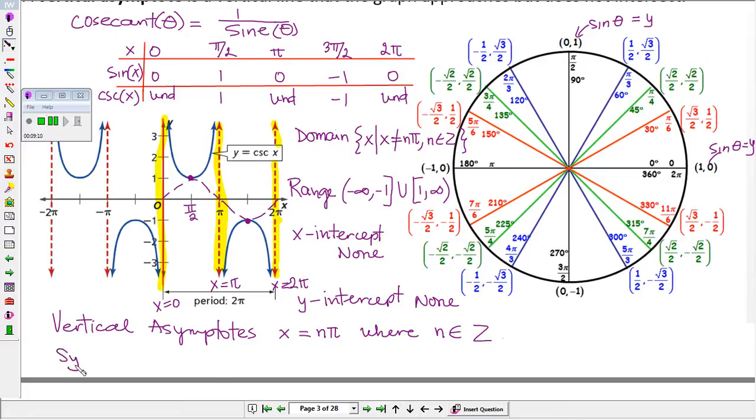And one more, which is the symmetry. The symmetry is about the point 0, 0. In this case, we can conclude that the cosecant function is an odd function.